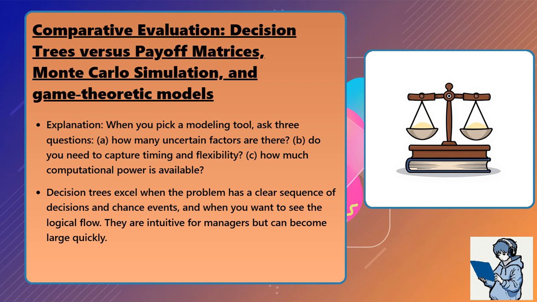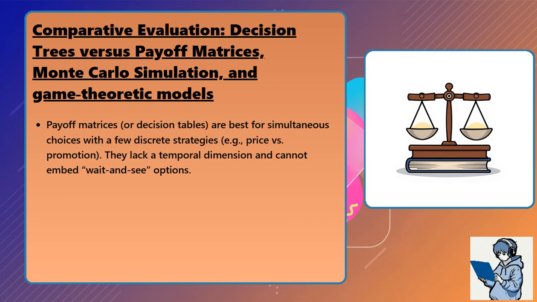Decision trees excel when the problem has a clear sequence of decisions and chance events, and when you want to see the logical flow. They are intuitive for managers but can become large quickly. Payoff matrices or decision tables are best for simultaneous choices with a few discrete strategies, for example price versus promotion. They lack a temporal dimension and cannot embed wait-and-see options.